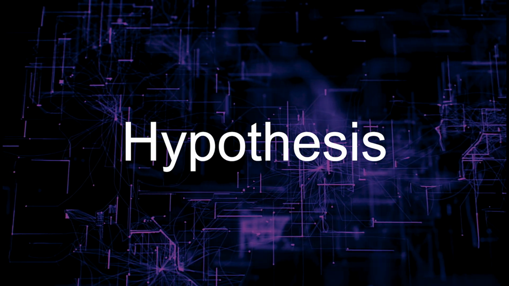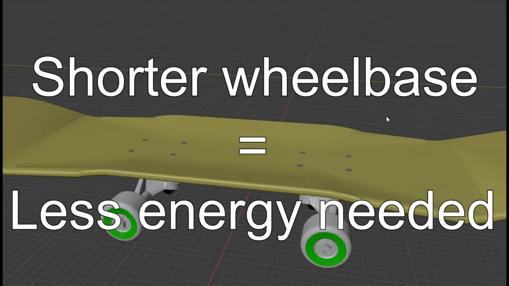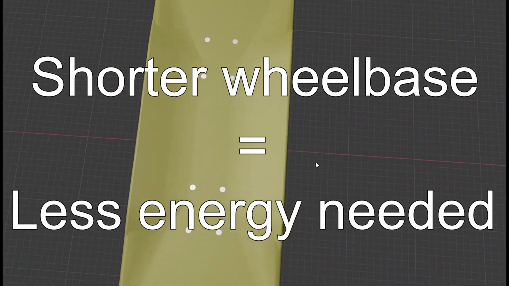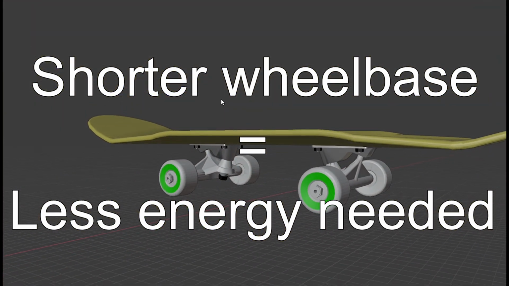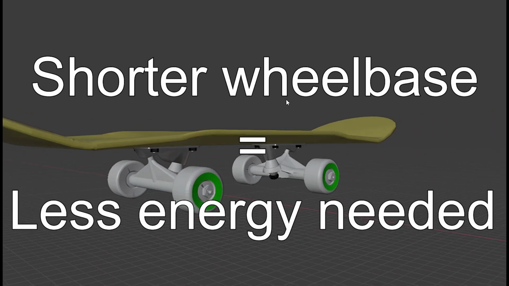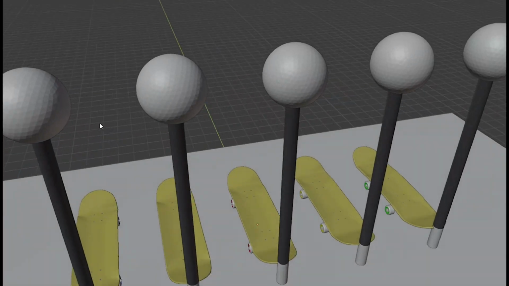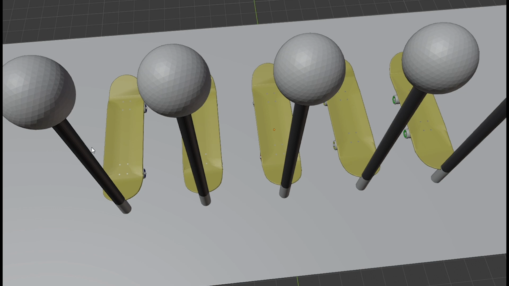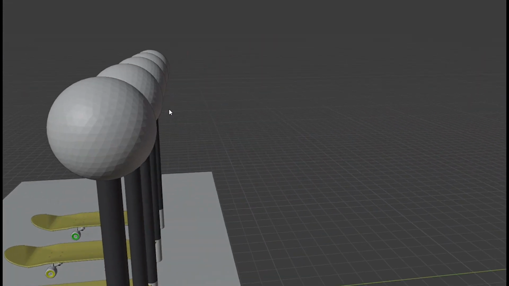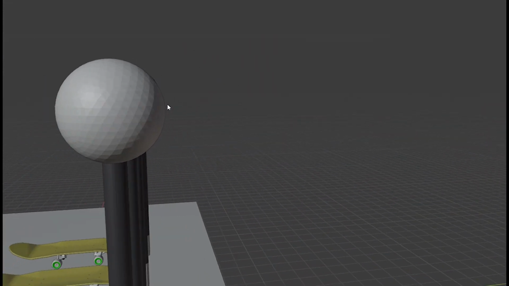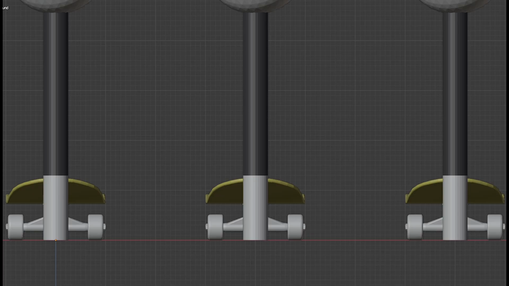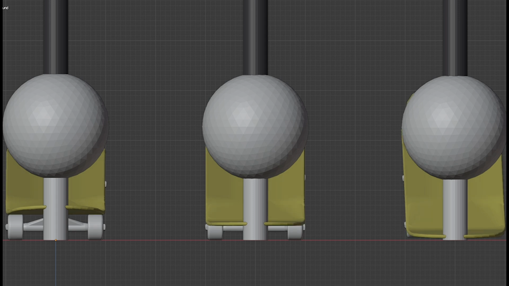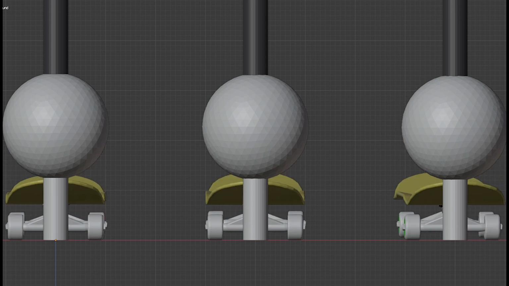Hypothesis: there is this common saying that a shorter wheelbase needs less energy. In other words, you can pop lighter with a shorter wheelbase. Let's see if that really happens. Here we have balls that weigh 1 kg each. They are about to fall on the tail from 1 meter above the ground. And just like the previous episode, the balls stop their movement right after the first impact with the tails.